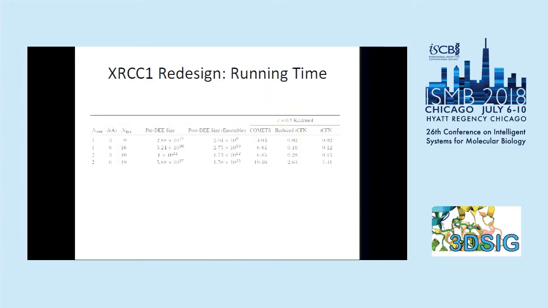So that's the running time comparison. We're generating the top sequences within epsilon equal to 0.5 kcal per mole. If we generate 1 or 2 mutations and keep the surrounding residues within 3 or 6 angstroms flexible, you may have 9 or 16 residues. This is the size of the problem before the dead-end elimination, and this is after. This is the running time for COMETS, and this is the running time for reduced iCFN, that is, if we didn't introduce those correlated bounds and solved them as independent cost function networks on our trees. And then this is our fully interconnected cost function network. As you can see, it's 1 or 2 orders of magnitude faster.